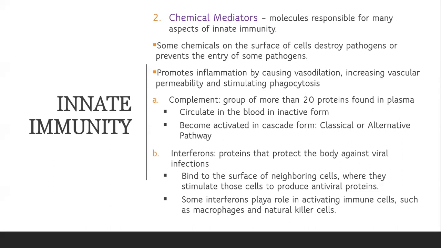The complement proteins are a group of more than 20 proteins found in the plasma that circulate in the blood in inactive form. They can be activated in cascade form by the classical or alternative pathway, while our interferons are proteins that protect the body against viral infection. They bind to the surface of neighboring cells where they stimulate those cells to produce antiviral proteins. Some interferons play a role in activating the immune cells such as the macrophages and our natural killer cells.